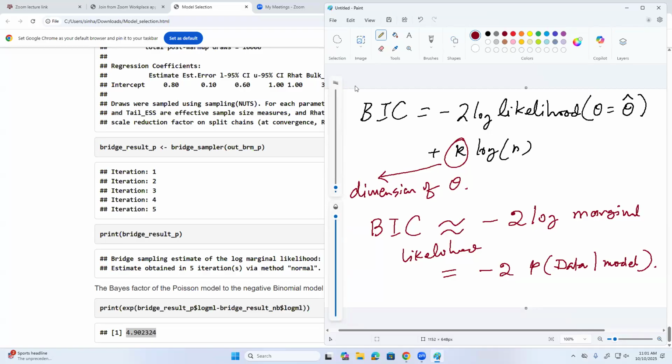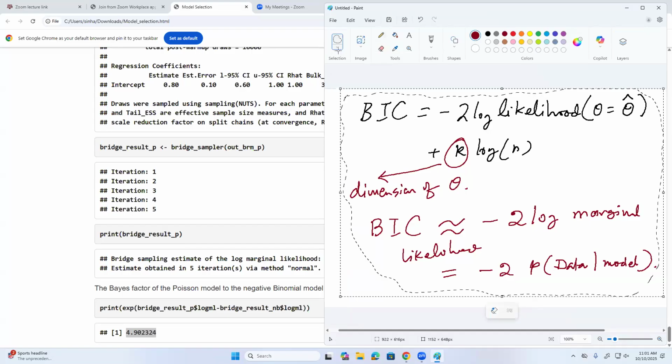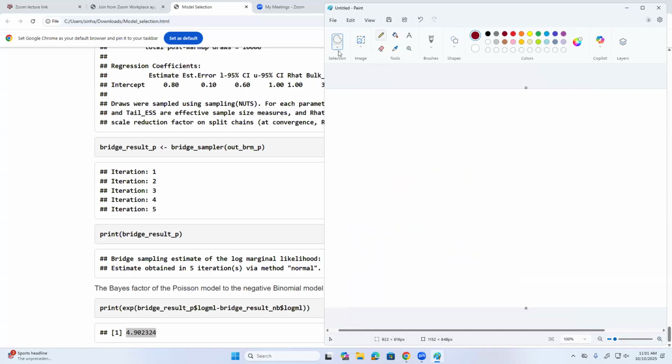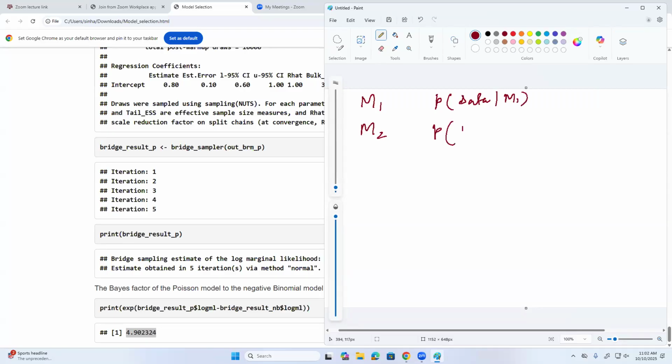Okay, so if that is the case, then suppose I have two models. Let's say model 1 and model 2. I want to calculate the marginal likelihood of model 1 and marginal likelihood of model 2.